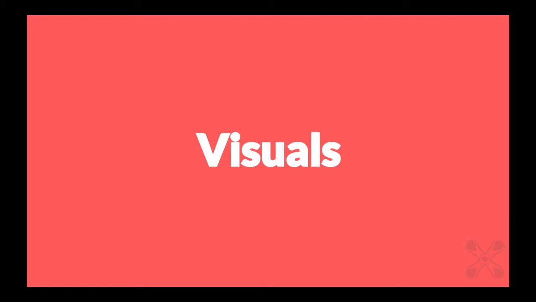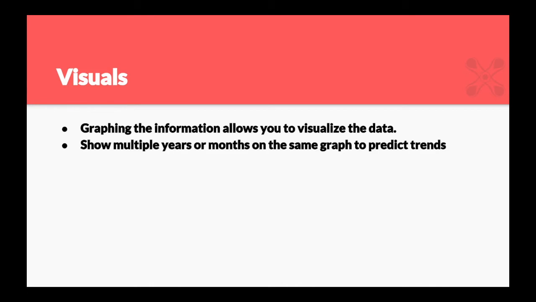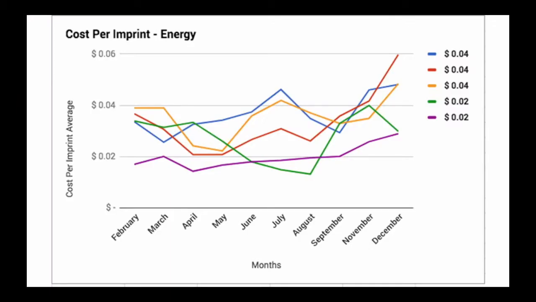When we have graphs, we can do visuals. We want to graph the information to help visualize the data. We can show multiple years or months on the same graph, and that can predict trends. What we want to do is look for points that are very high or very low and ask ourselves, what's going on with that? And then, can we change anything? So let's look at our graph.